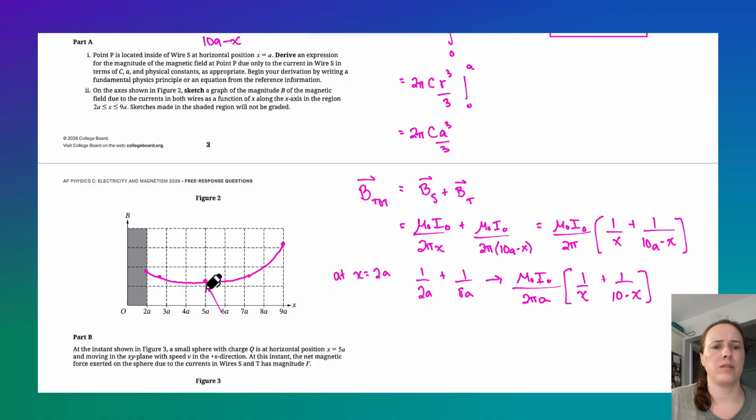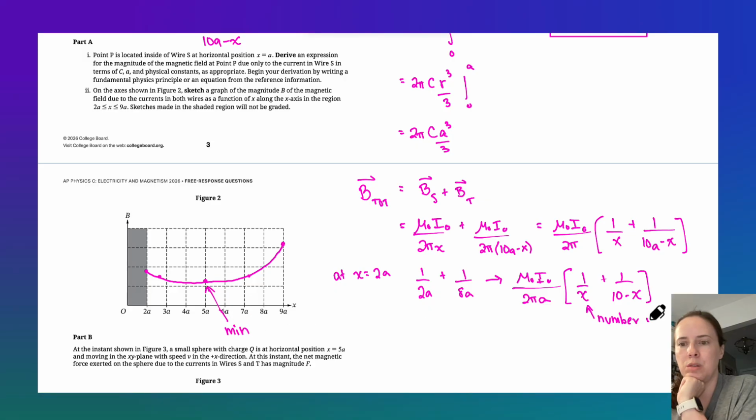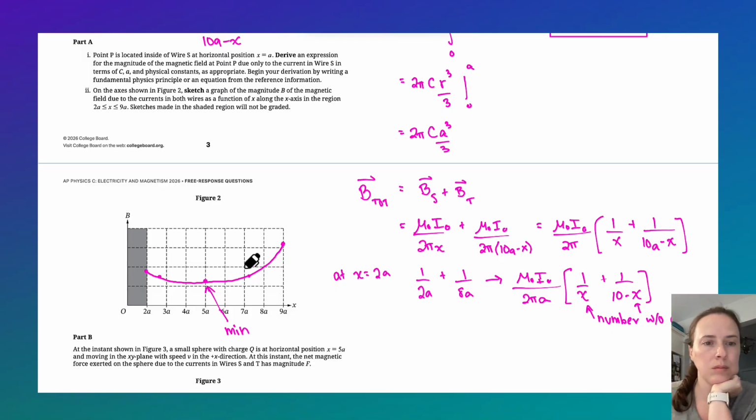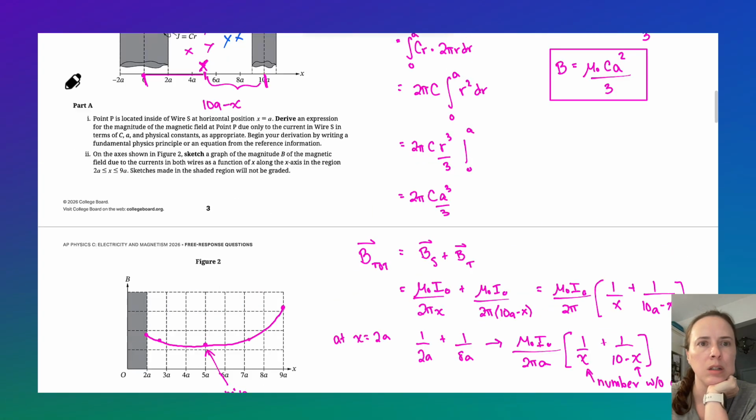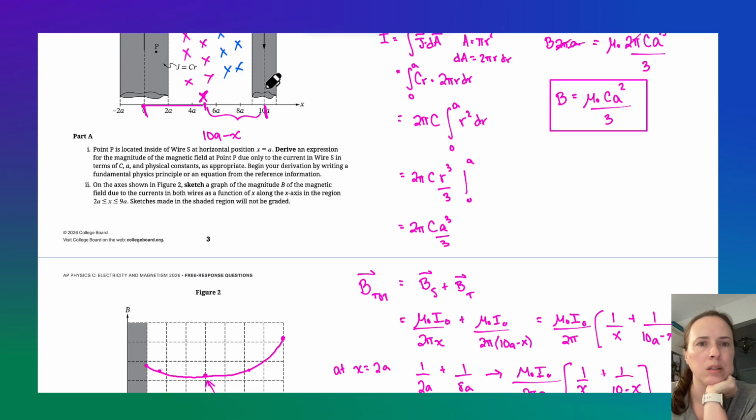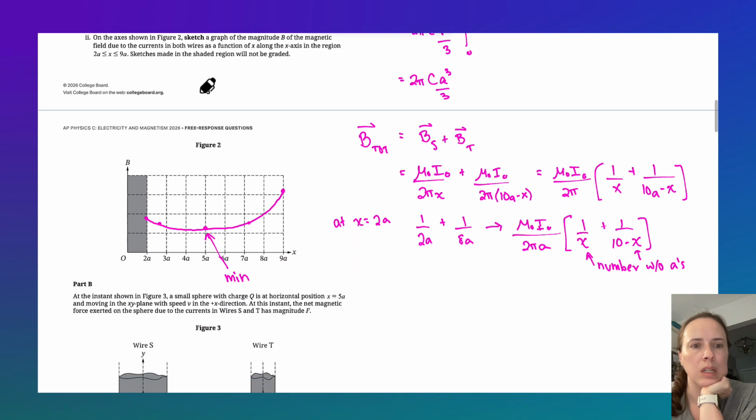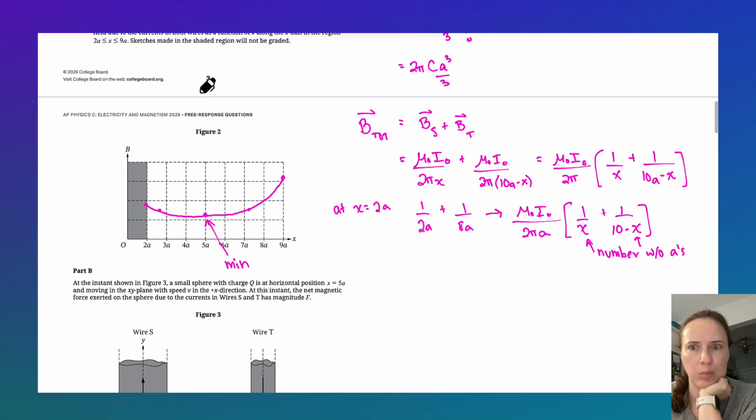And since my graph isn't great, I'm just going to specify that's a minimum. Just going to specify the numbers without the A's. So that's going to be a minimum, and it's going to be stronger over at 9, because you're closer to the center of this wire, which has the same current as this wire. So it's going to be stronger over here, less strong over here, minimum in the middle are probably the important parts.